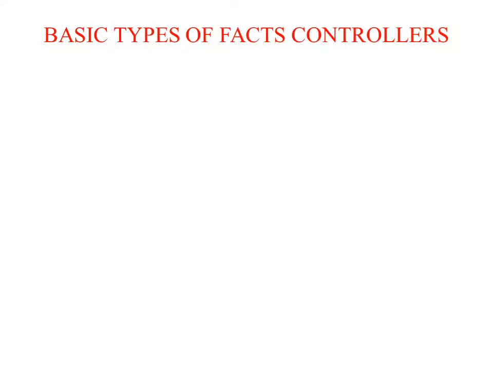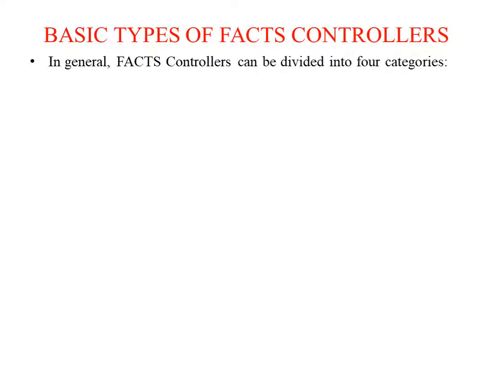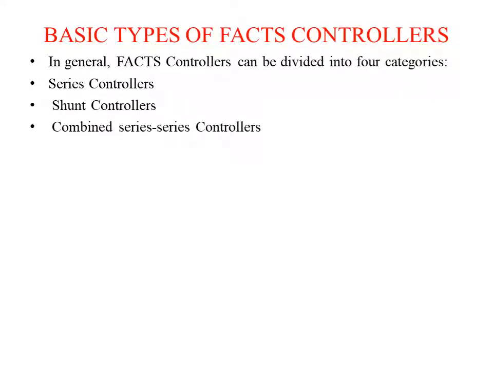So basic types of FACTS controllers are, in general, FACTS controllers can be divided into four categories: series controller, shunt controller, combined series controller, and combined series-shunt controller. These controllers are nothing but what we have discussed in the first slide.